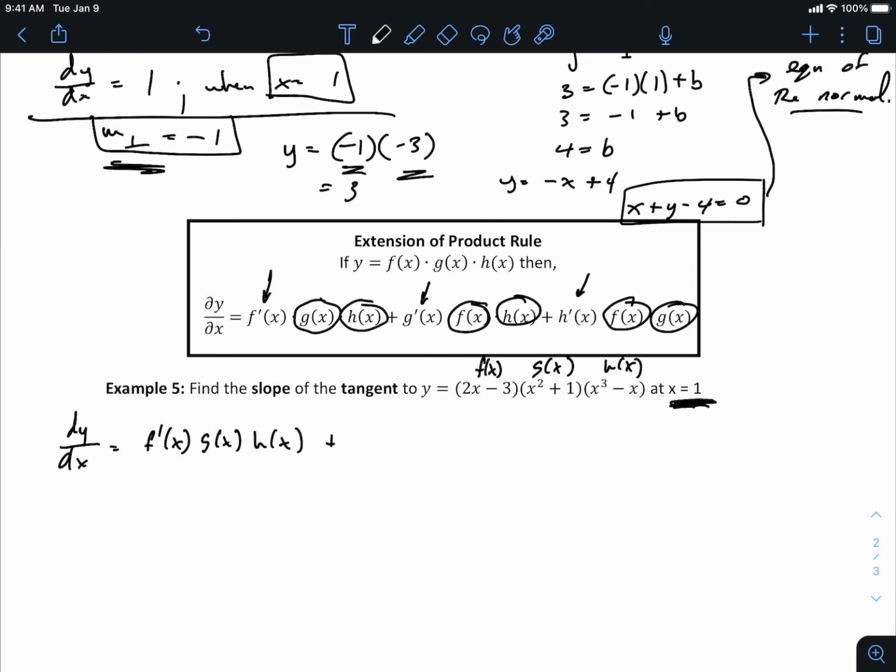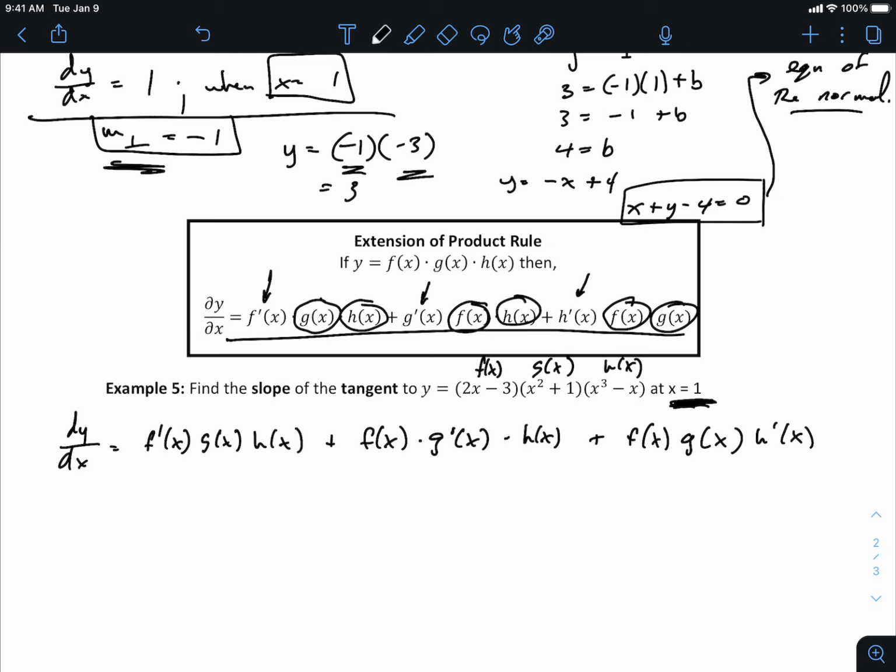And then you don't even need to flip around the order. You could just leave the original and multiply by g prime of x. So I'm just going to move which function I'm deriving, right? And then I'm going to add f of x, g of x, h prime of x. Okay, you'll notice I didn't necessarily follow this up here. I just moved the location of the derivative.